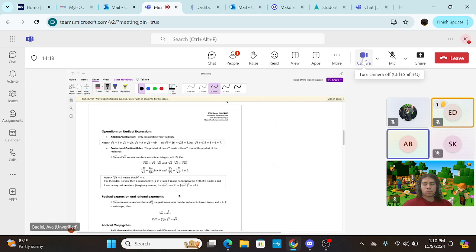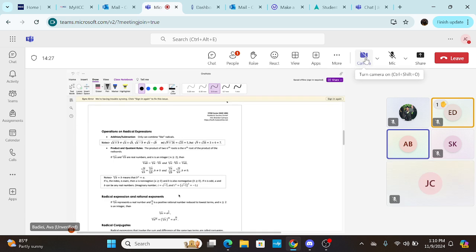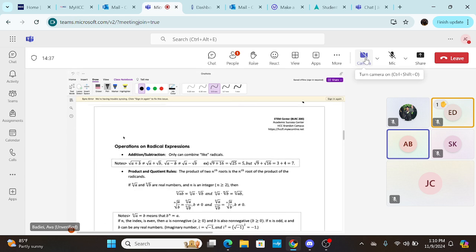Now moving on to operations on radical expressions. So operations, we put them in two groups. We have addition, subtraction, and then we have product and quotient rules. So basically addition, subtraction, or multiplication and division. For adding or subtracting, again, these two are going to have two different requirements. If you want to add or subtract radicals, you have to make sure that they are like radicals. Like radicals are exactly the same. It means they have the same radicand and they have the same index.